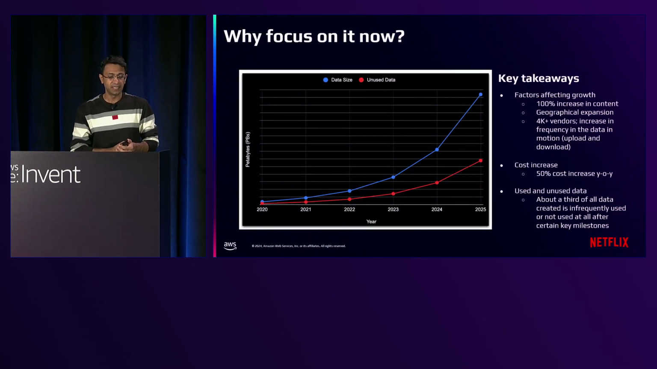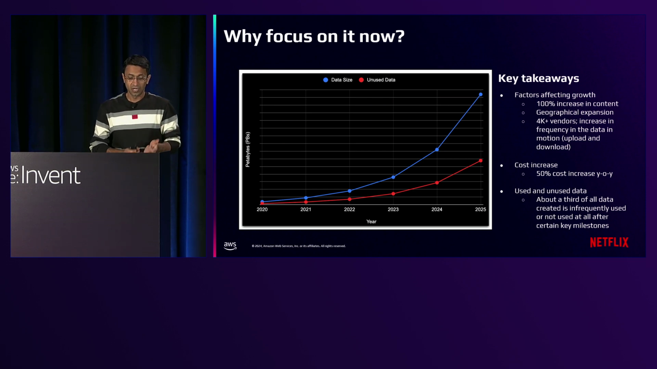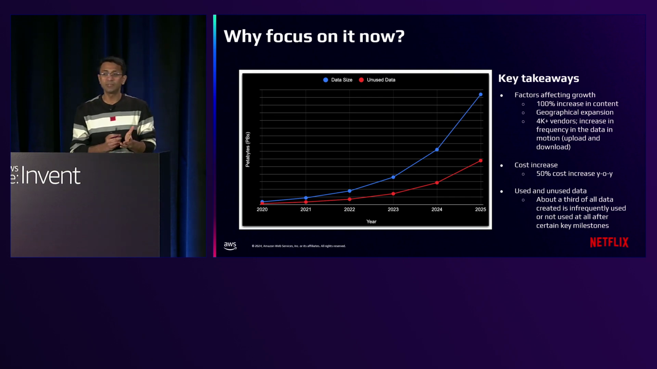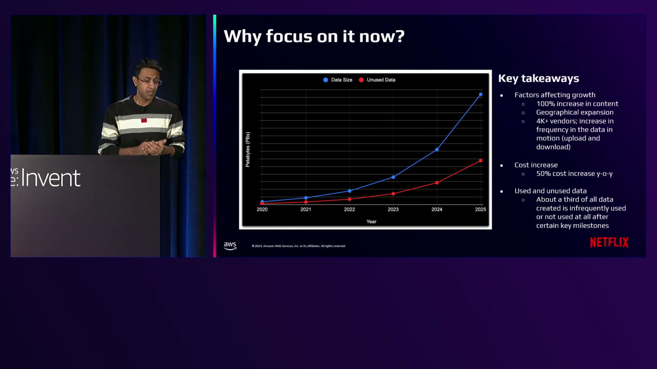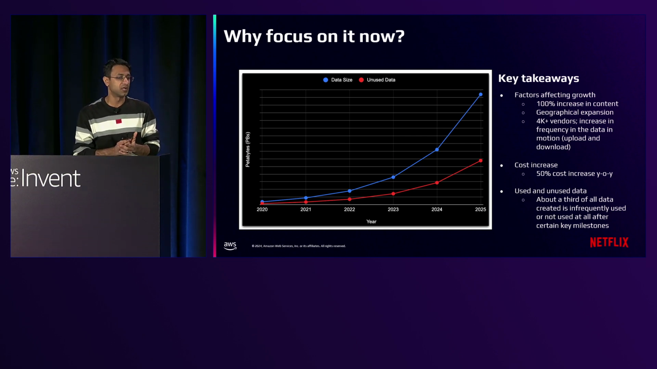So, why focus on it now? We're seeing a perfect storm of growth factors. Our content volume has doubled year over year, driven by three key elements. First, our geographical expansion has introduced new data streams across multiple regions. Second, we have scaled to thousands and thousands of vendors, each contributing to our data ecosystem. And third, in order to shorten the duration of content production, we are seeing significantly high volumes of data movement, both uploads and downloads.